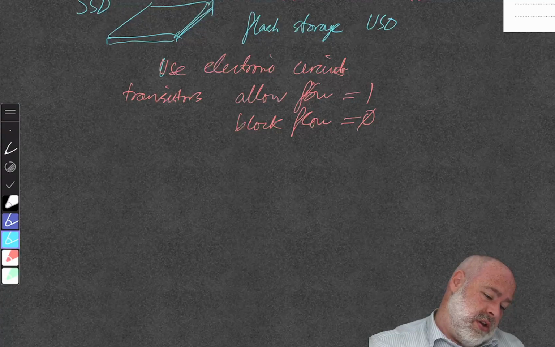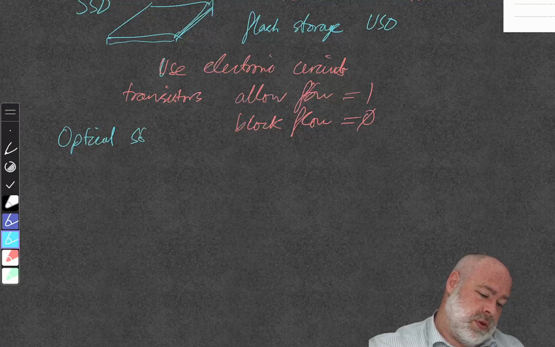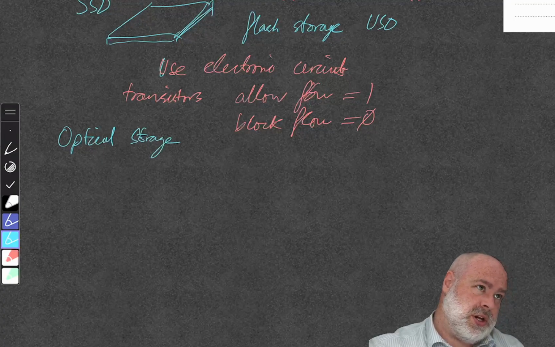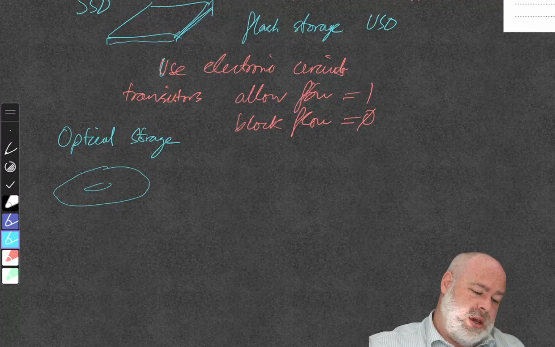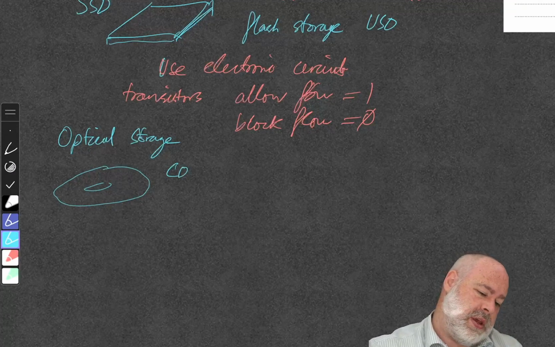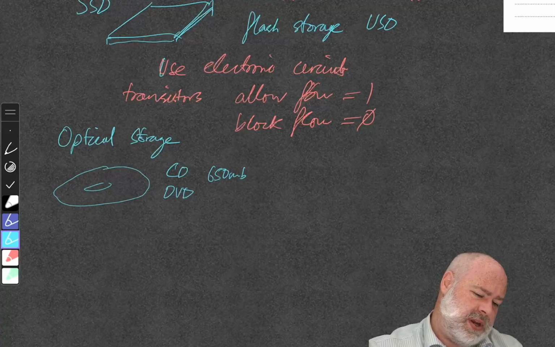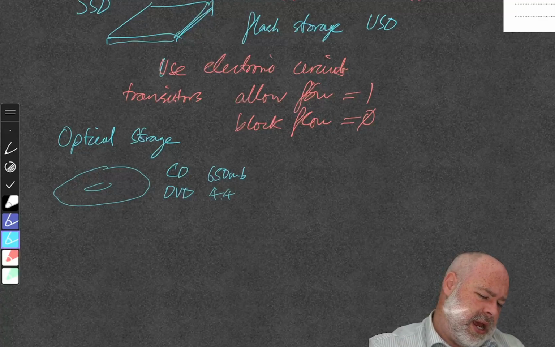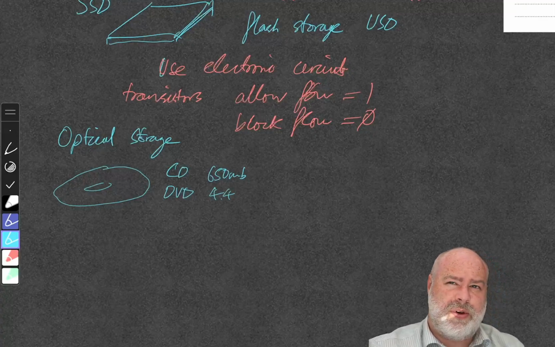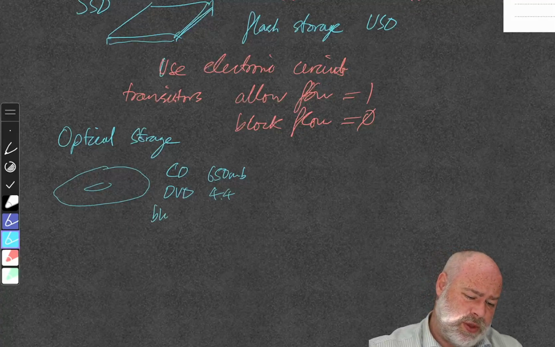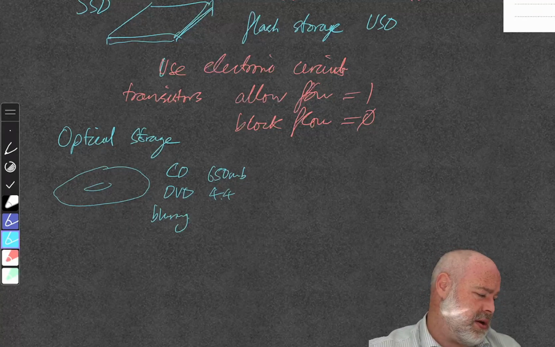Let's have a look at optical storage then. Optical storage, which could be CDs, DVDs, and they stored about 650 megabytes. DVDs, I think were 4.4 or 4.8, and then of course you've got your Blu-rays and all sorts of other permutations of those. Blu-ray discs, which are huge now, and they use different.